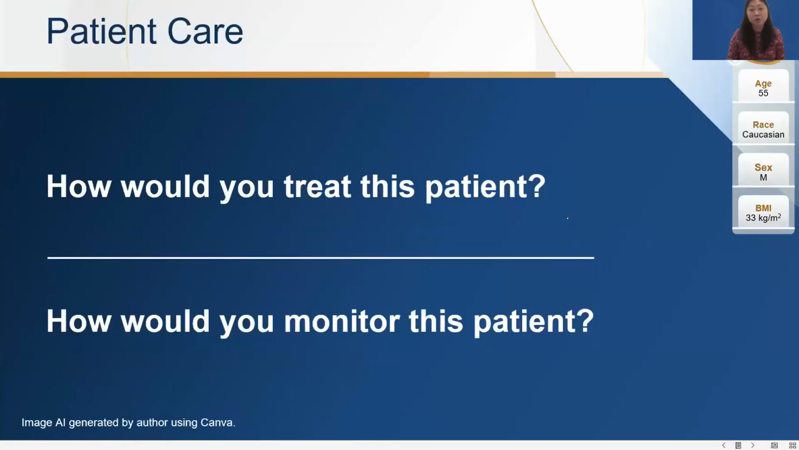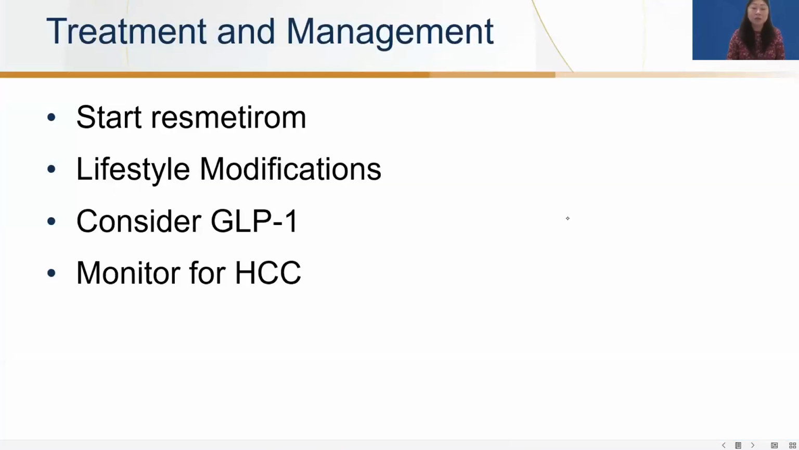So let's discuss how we would treat and monitor this patient. So this patient has F3 fibrosis. This is the window of opportunity where if you intervene and start treatments, you can potentially either halt or reverse his fibrosis. So I would start this patient on resmetirom, or Rezdiffra. Resmetirom was FDA approved a year ago for adult MASH patients with F2 or F3 fibrosis.